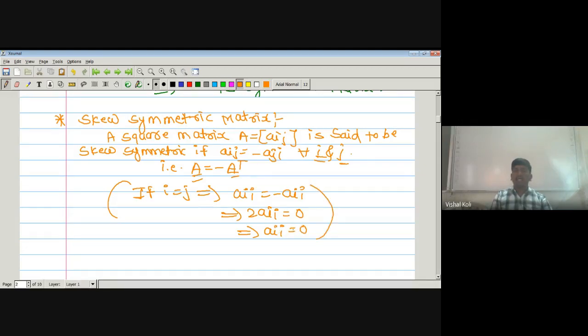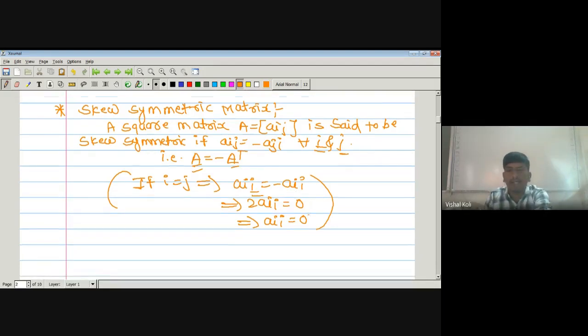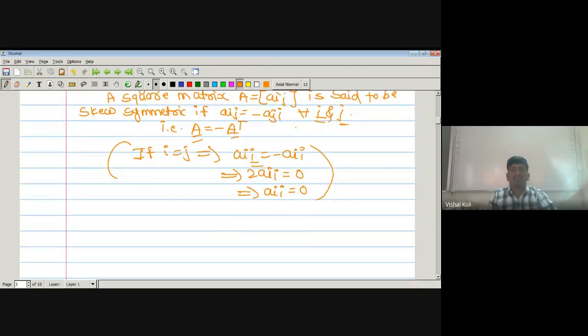But Aii are nothing but the diagonal entries of the given matrix. Then the diagonal entries of the matrix A equal to minus of A transpose, that is Aii equal to 0, in the diagonal elements of the skew symmetric matrix. Hence, since we have used this condition, which is nothing but the definition of a skew symmetric matrix, we get Aii equal to 0. So all the diagonal entries of the skew symmetric matrices will be equal to 0.